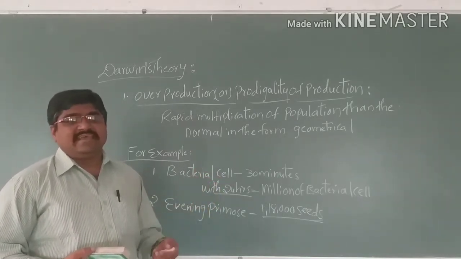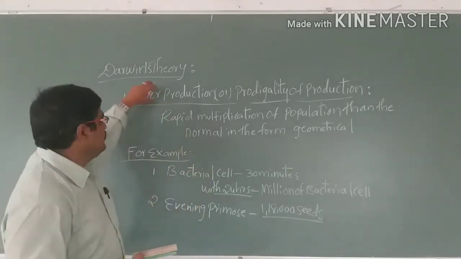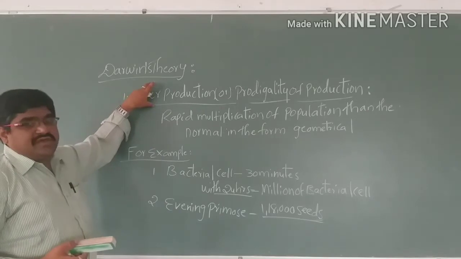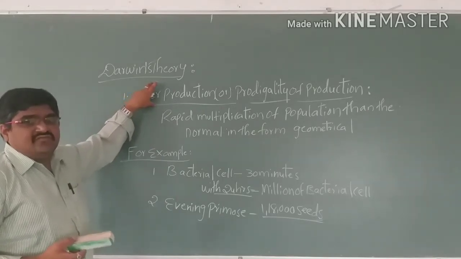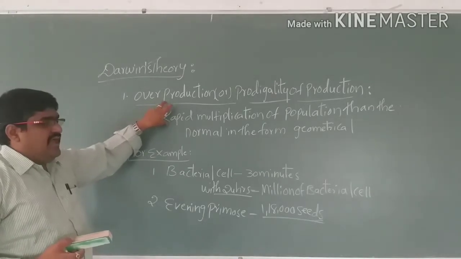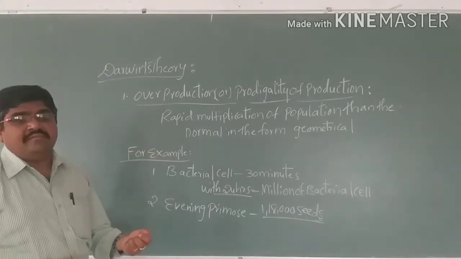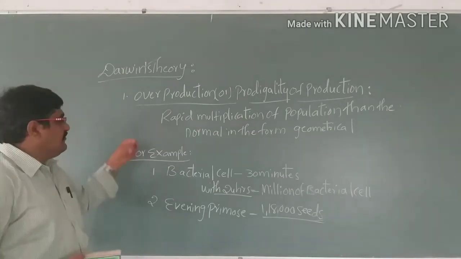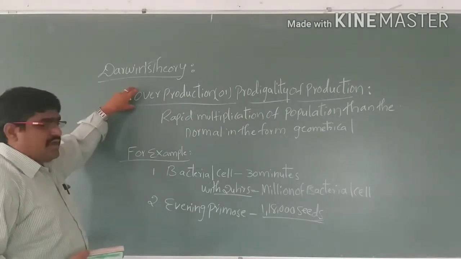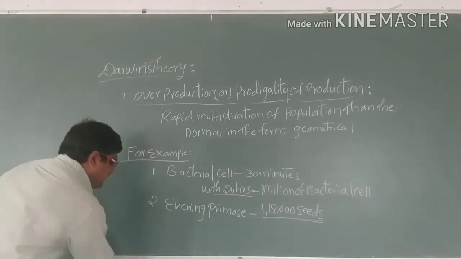So if it increases rapidly, it leads to overproduction. Overproduction means rapid multiplication of a population more than normal, in the form of a geometrical process. Then we can call it overproduction. Next, coming to the second one.